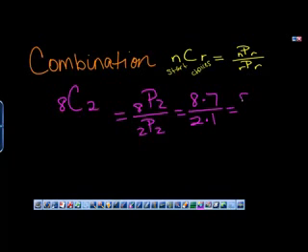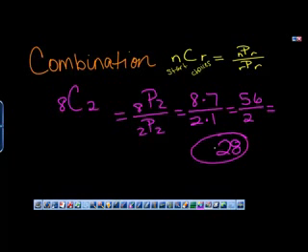8 times 7 is 56. 2 times 1 is 2. And we have 28 options for that particular combination.